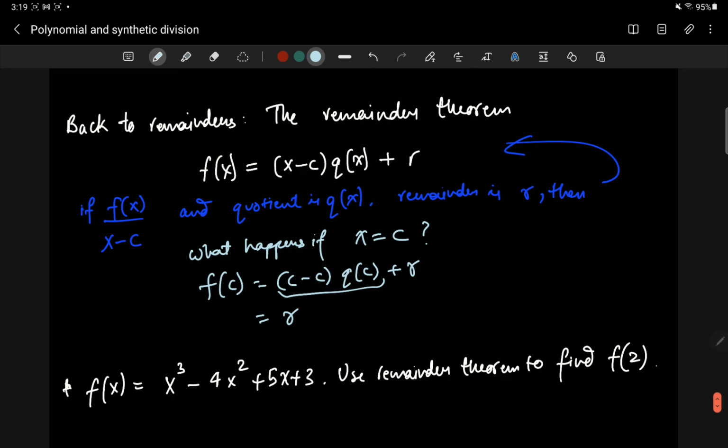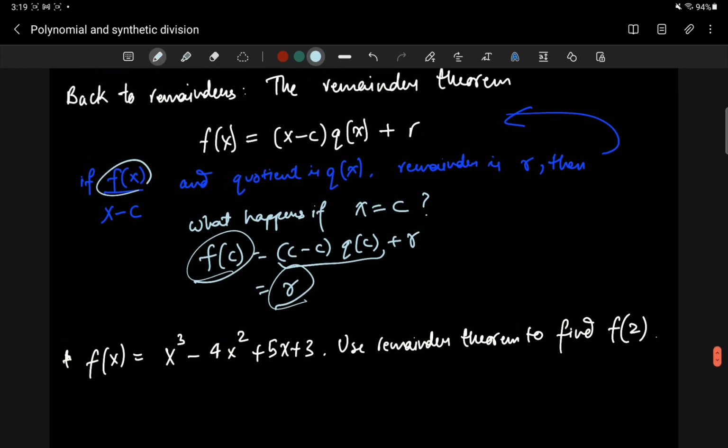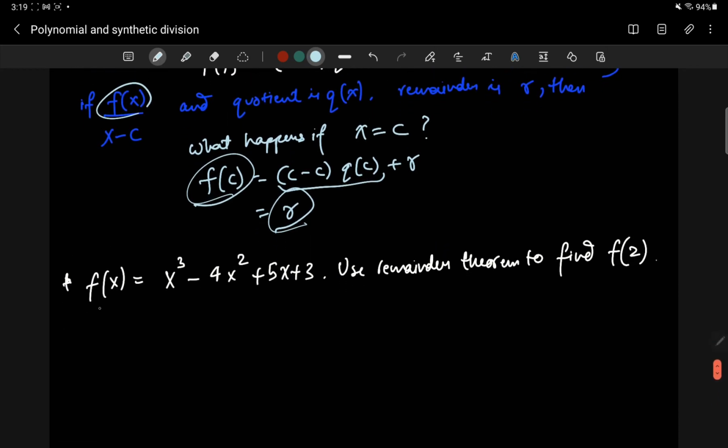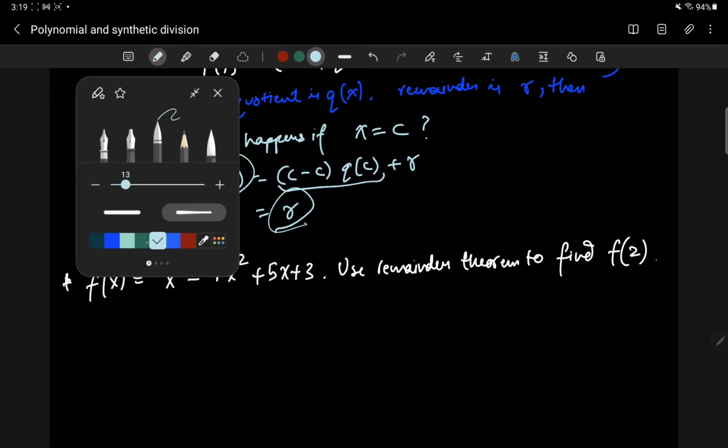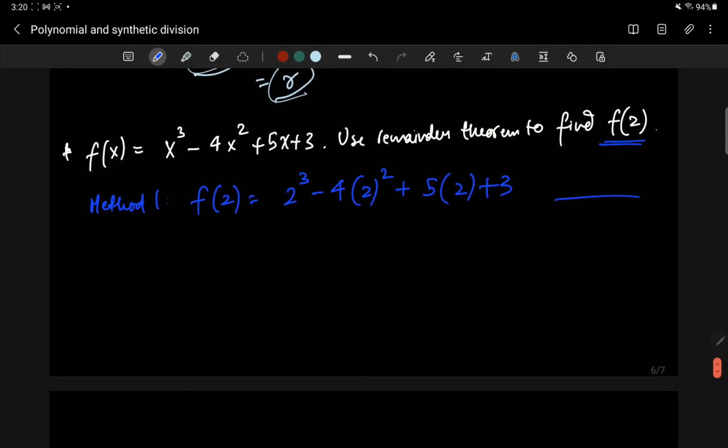This means that when you use synthetic division, the remainder that you get is also the value of the numerator at the point c. And this result is called the remainder theorem. So for example, if you are given this function and you are asked to find f of 2, one way that you know is that you plug it in. You go 2 cubed minus 4 times 2 squared plus 5 times 2 plus 3 and so on.